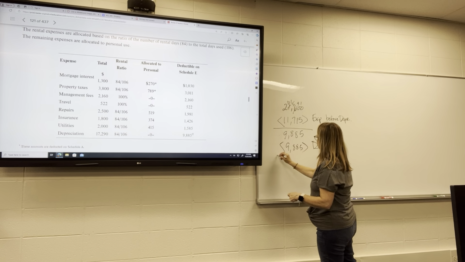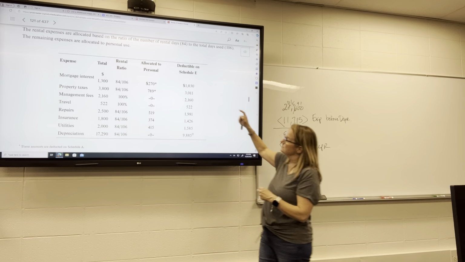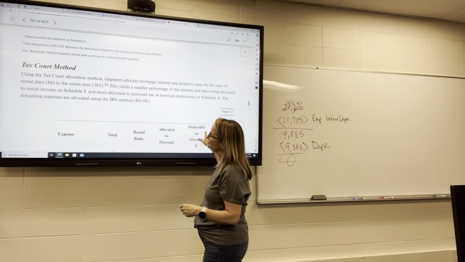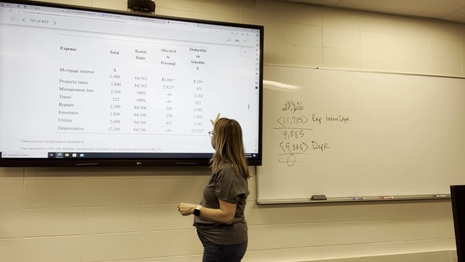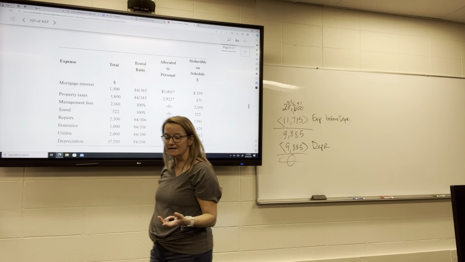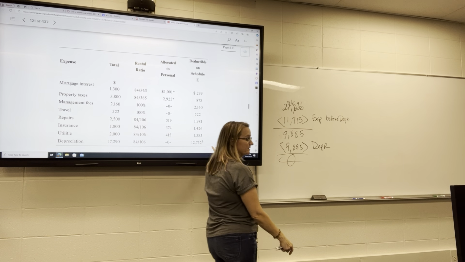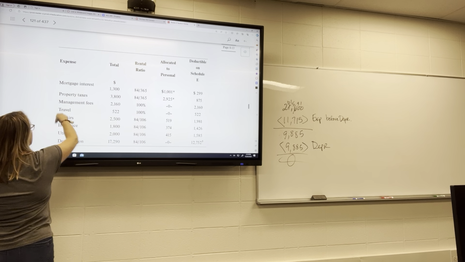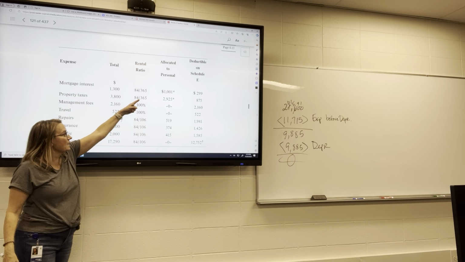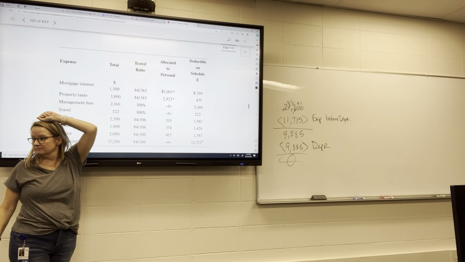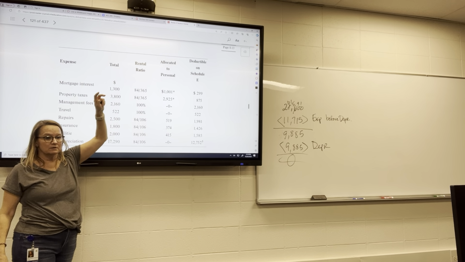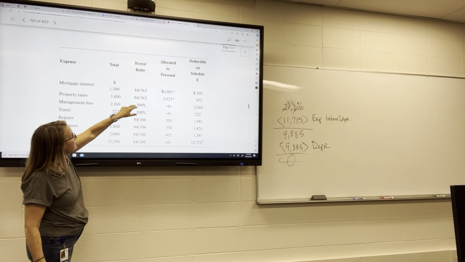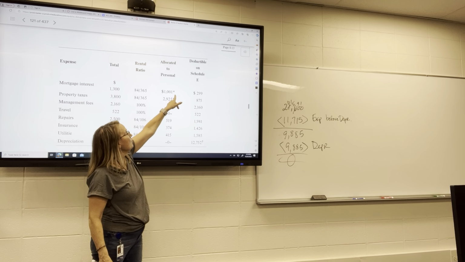Okay. Which method is this? That's the IRS method. Tax court method. Now we're still gonna end up at 0, but it means we get to take more depreciation, because the only difference is mortgage interest and property taxes. Now the denominator is 365 to determine the ratio of personal to rental. Okay, so now we've got more personal.